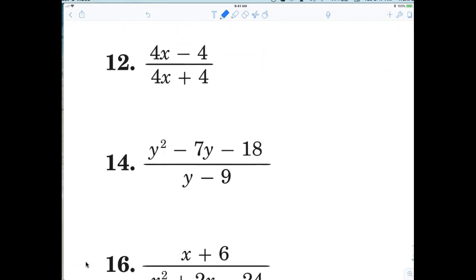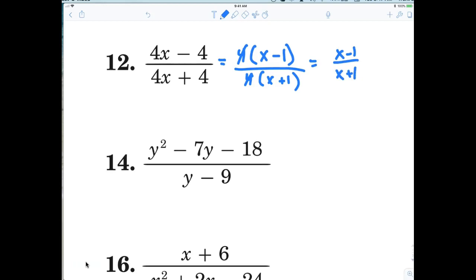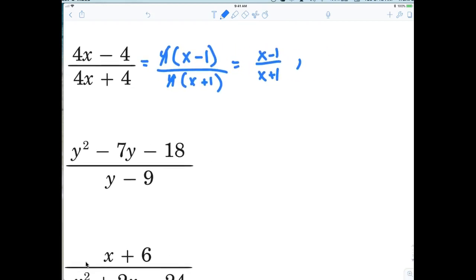Now, for question number 12, it looks kind of complicated. It looks like you could just cross out everything, but you can't. There's a common 4, so we have to factor out the GCF. So that's 4 times x minus 1. And this is 4 times x plus 1. So what can I cancel out? I cancel out the 4's. And so you're left with x minus 1 over x plus 1. Then x cannot equal just negative 1.